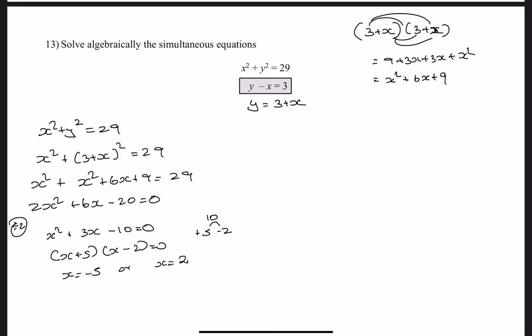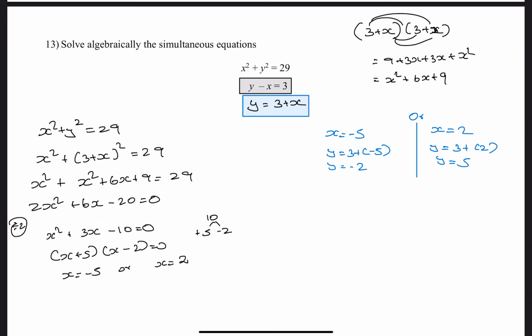So we put it back here. X is minus 5. That means what is y equals 3 plus x. Can you see this? Because we're trying to work out the y. Minus 5. Y is what's that? Minus 2. Or, what's the other one? How much was x? X is 2. What's the equation? Y equals 3 plus 2. What's that? 5. There you go. We got x is minus 5, y is minus 2, or x is 2 and y is 5.